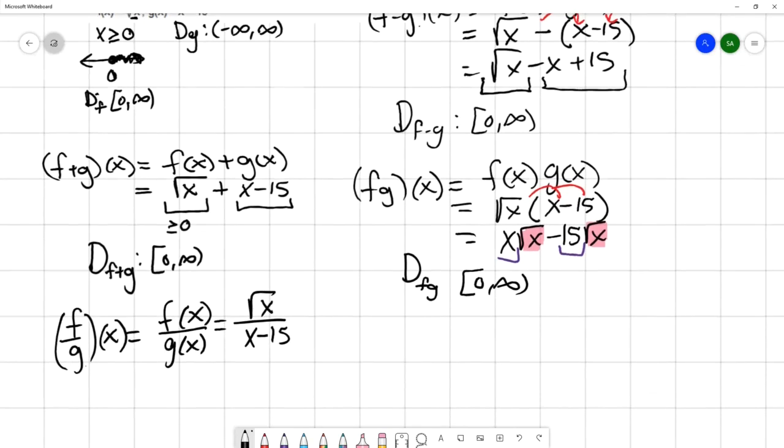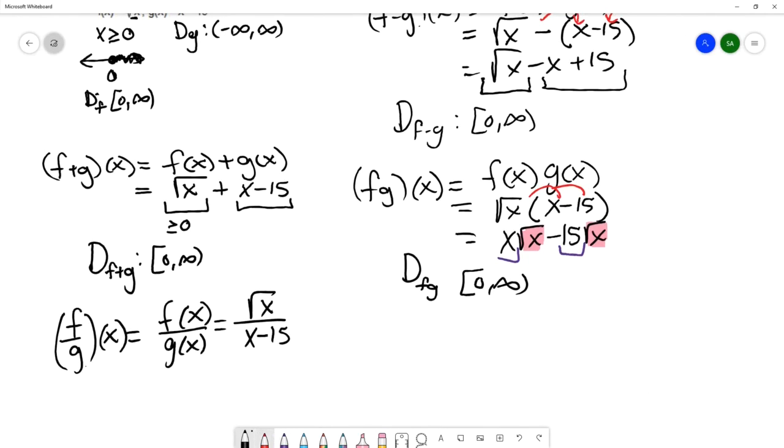But we do want to consider the domain. This piece in the numerator is restricted because of the radical. It has to be greater than or equal to 0. And this piece in the bottom, because it's in the denominator, is also restricted. It cannot equal 0. So in the denominator, I need to figure out what value is restricted. X minus 15 equals 0. We're going to add 15 to both sides and get x equals 15 as our restricted value.